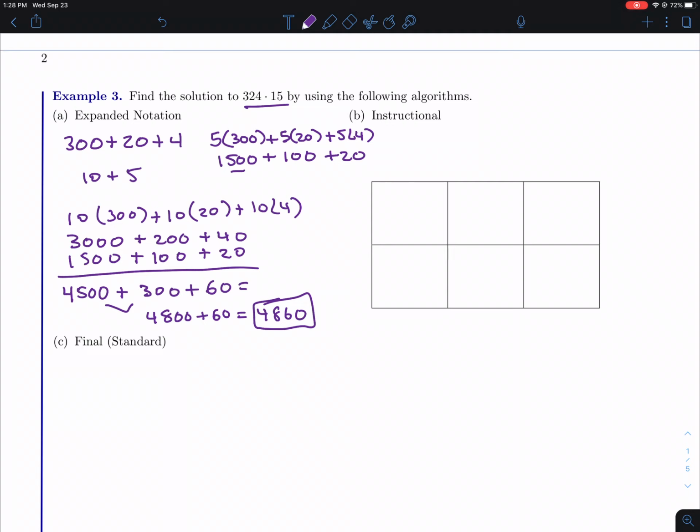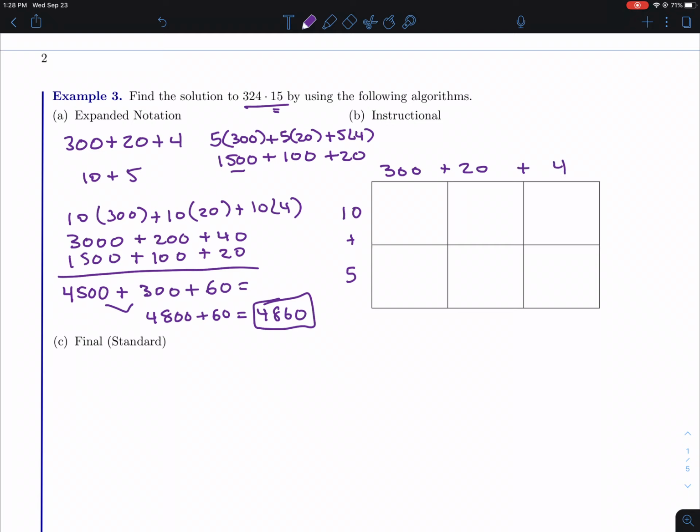All right, so instructional. What we're doing is really a modified version of the expanded notation, except we're writing it in this chart form. Since in this case I've got 2 rows, I'm going to write the rows as basically the expanded form for 15. So I'm going to put 10 at the top, 5 at the bottom. And then I'm going to do the same thing across the top: 300 plus 20 plus 4.